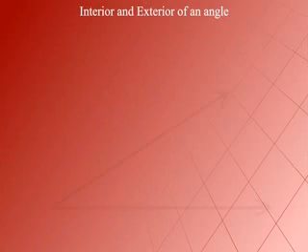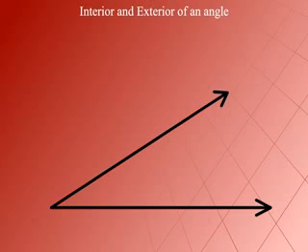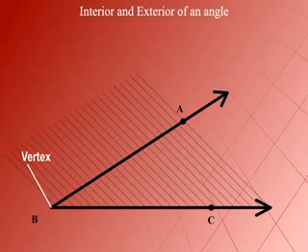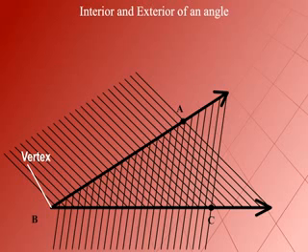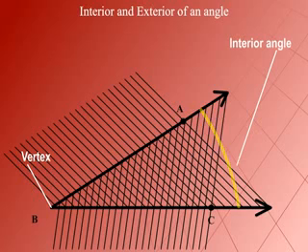Interior and exterior of an angle. Look at this angle ABC with its vertex at B. Let us shade the portion of the angle bordering BC and where BA lies. Let us now shade that portion of the angle bordering BA where BC lies. The portion common to both shadings is called the interior of angle ABC.